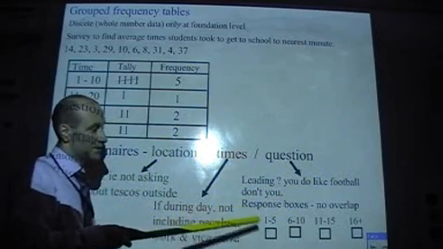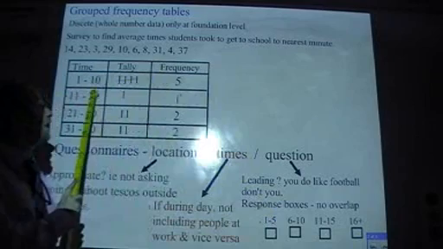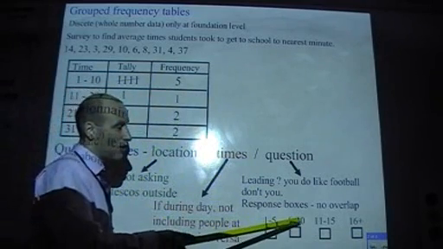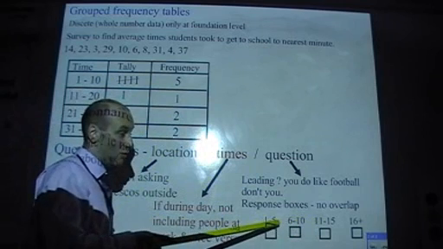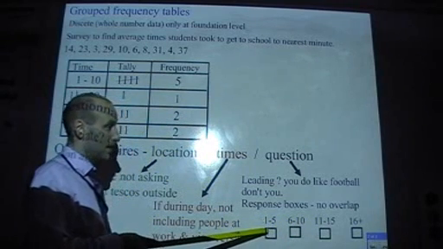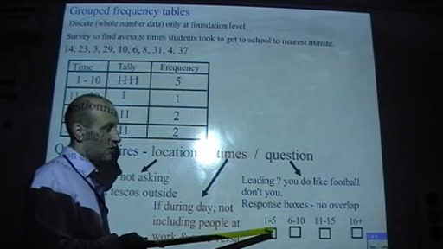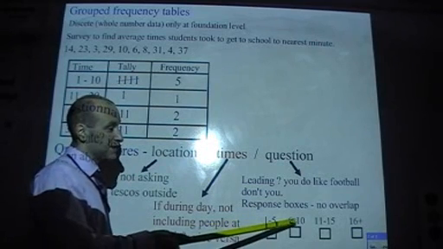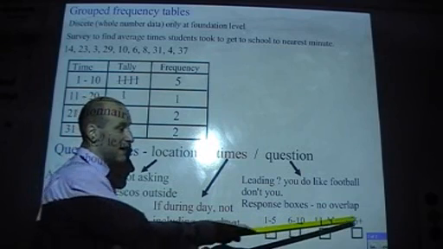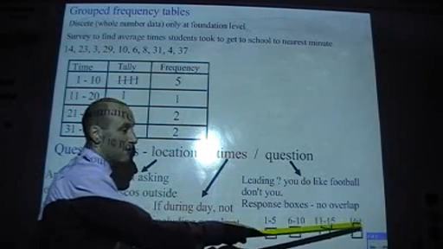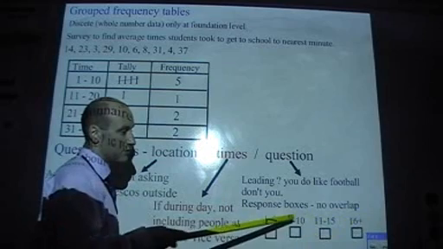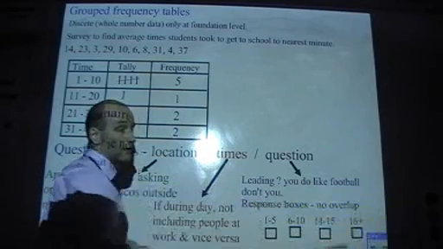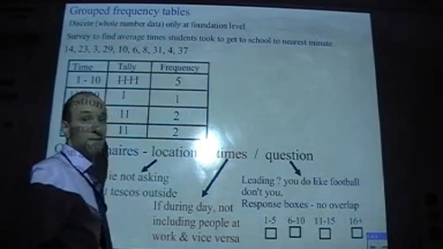And response boxes, exactly the same as the tally chart or group frequency table here. Make sure there are no overlap or gaps. So here I'm saying this could be for how many bits of homework you get a week. 1 to 5, 6 to 10, 11 to 15 and 16 plus. Remember that end one. A lot of people would stop on 15, but make sure your response boxes cover all eventualities. Okay, thank you.